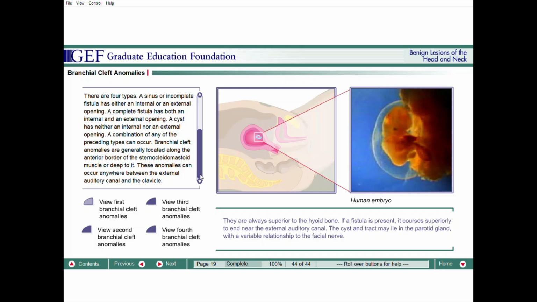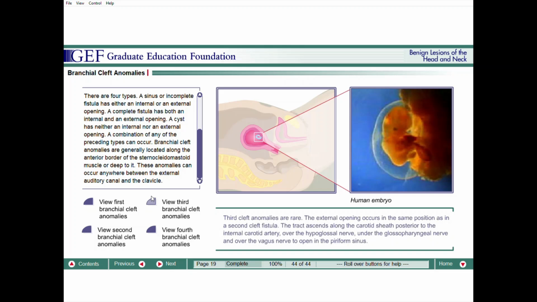Branchial cleft anomalies are generally located along the anterior border of the sternocleidomastoid muscle or deep to it. These anomalies can occur anywhere between the external auditory canal and the clavicle. First branchial cleft anomalies are always superior to the hyoid bone. If a fistula is present, it courses superiorly to end near the external auditory canal. The cyst and tract may lie in the parotid gland with a variable relationship to the facial nerve.